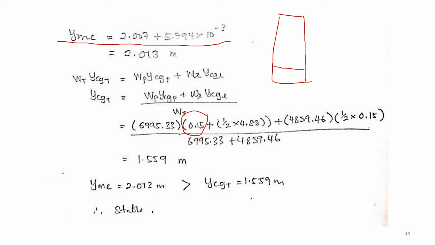Okay, this is the pine above, and then we have lead. Okay, so we have lead here. Lead is 0.15, so for YCG we must add the above amount, 0.15, and then half of this length. Half of this length.